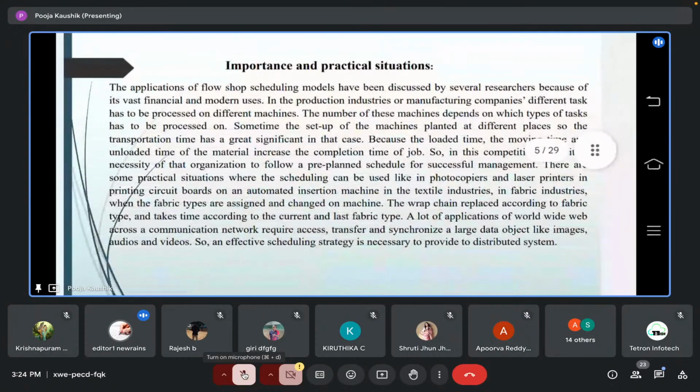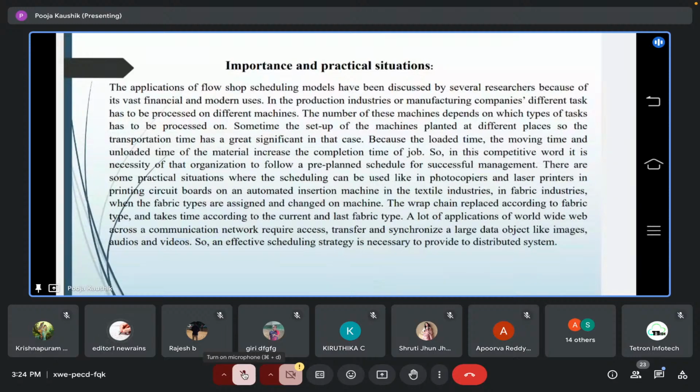So, some important and practical situations. Application of the flow shop scheduling model has been discussed by several researchers because of its vast financial and modern uses. In production industries or manufacturing companies, different tasks have to be processed on different machines. In this competitive world, it is necessary for an organization to follow a pre-planned schedule for successful management.